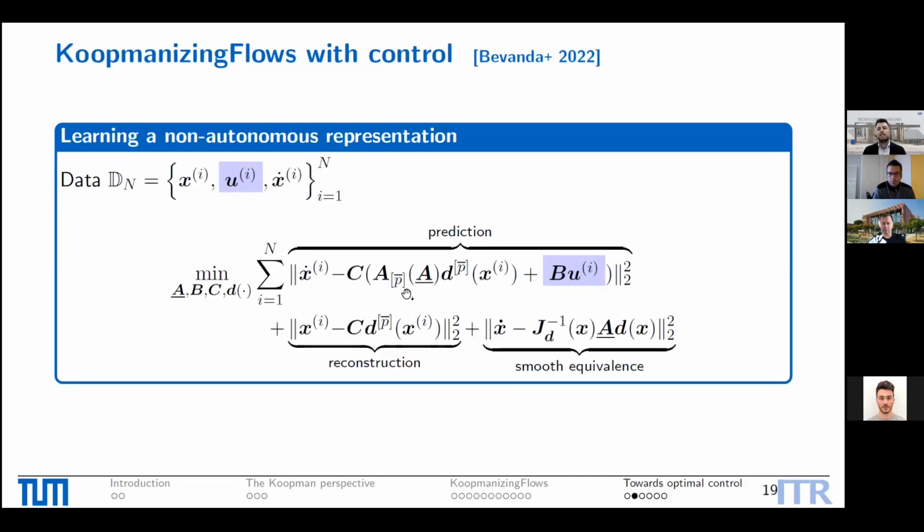And this then modifies also our learning procedure. We have also input data to consider. The prediction loss changes. And all of the other stuff can hold from the autonomous case, because we have just a linear input entry that we consider.